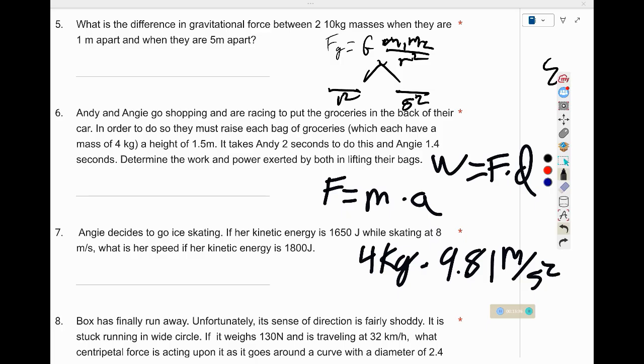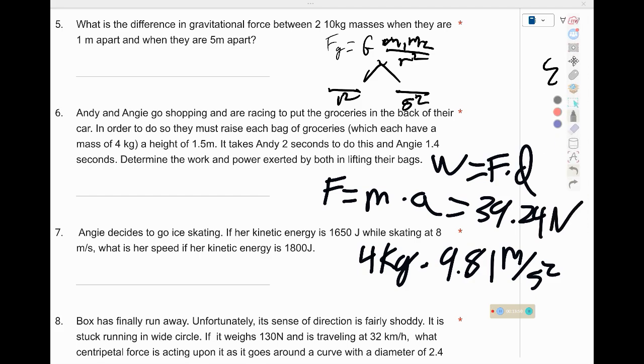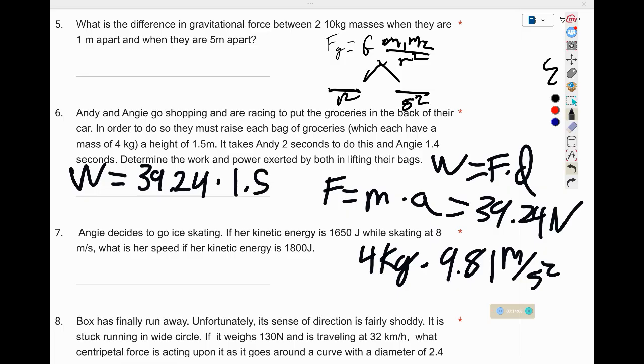So the force applied by both of these, 9.81 equals, so the force here is going to be 39.24 newtons. Okay, let me move this out of the way. So we have 39.24 newtons here. Okay, we're lifting each one of them, so that means that our work is going to be 39.24 times distance, 1.5 meters. And so we're going to get 39.24 times 1.5.